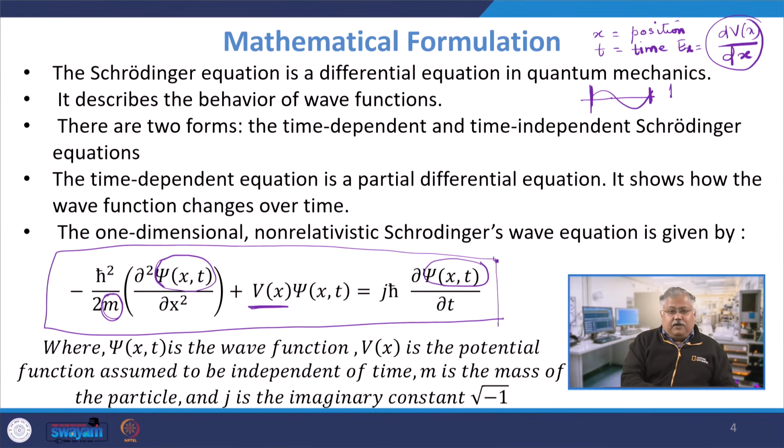This we multiply with the wave function psi(x,t), and that must equal j h-cut del psi(x,t) by del t, right? Where h-cut is basically, as you already know, h by 2 pi, the modified Planck's constant. j is the denotation of a complex number, given by the square root of -1, right? So on the left hand side you have space dependency, on the right hand side you have time dependency. This gives you a brief idea about the one dimensional Schrodinger wave equation.